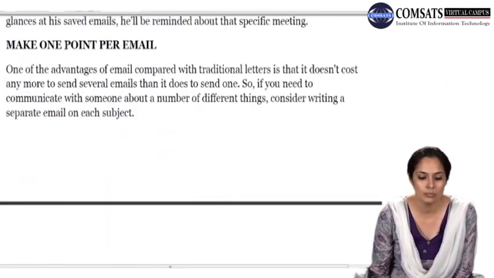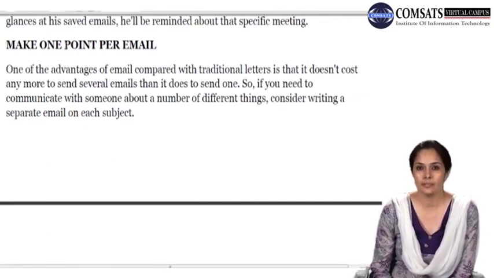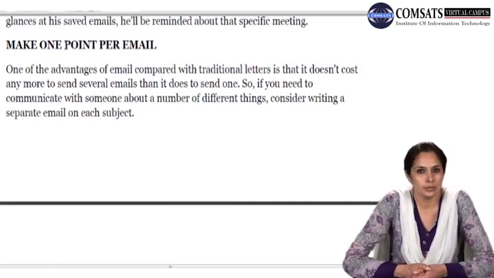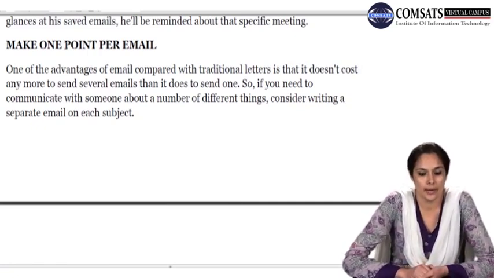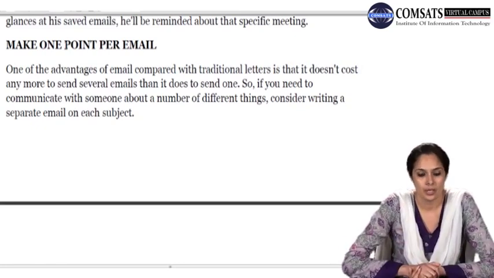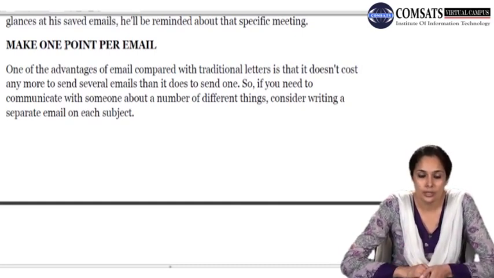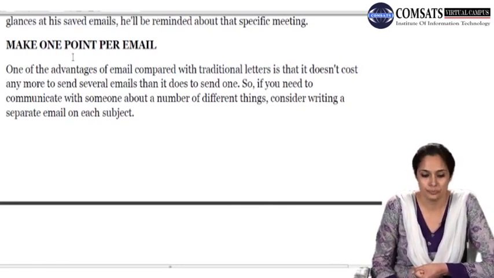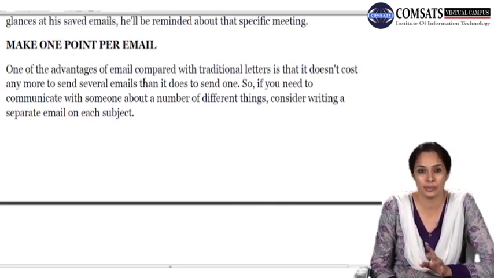Moving on, make 1 point per email. This is very important. Sometimes we have 3 or 4 different points to discuss. So we write to our boss or head of department and add 5 to 7 different points in one email and hit send. And the head of department is, oh my God, how am I going to read all this? So that's one thing that you are not supposed to do. You have to make 1 point per email.